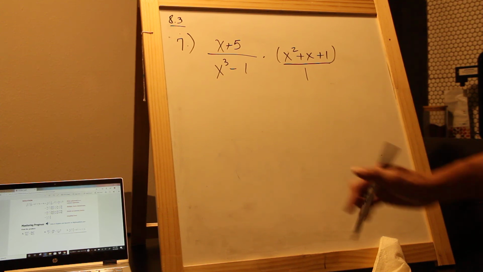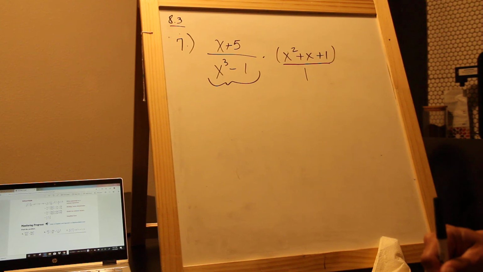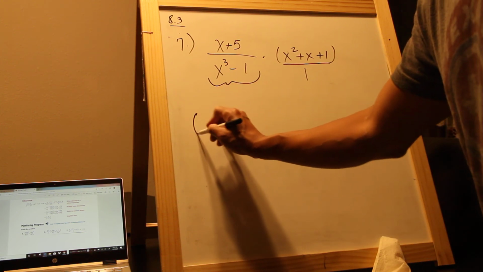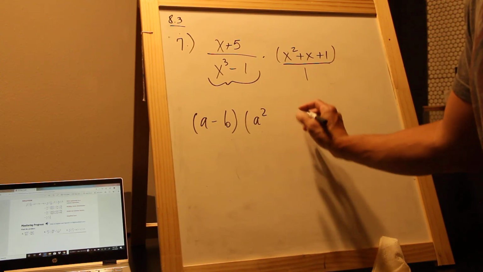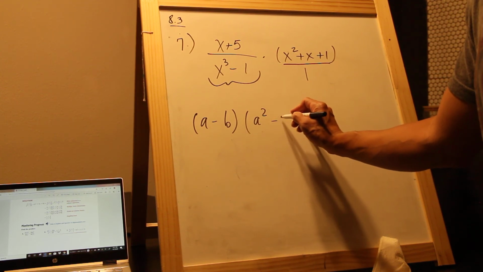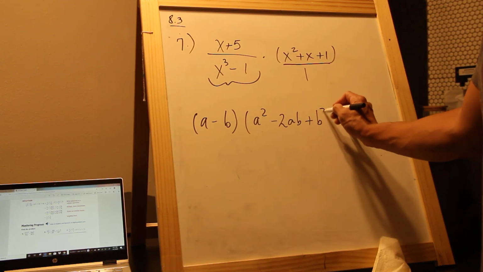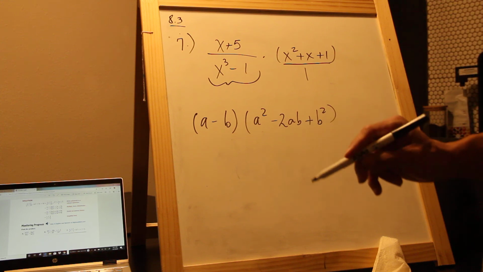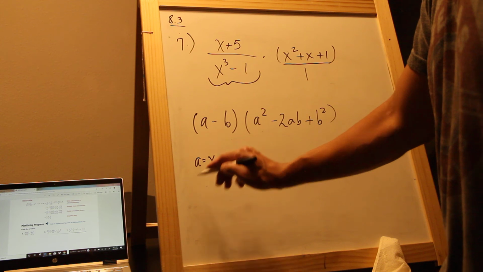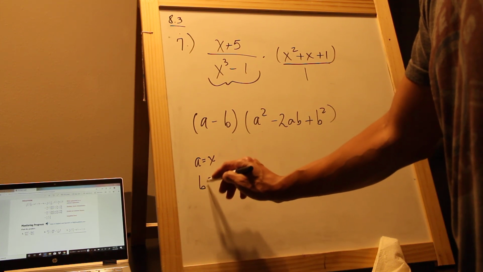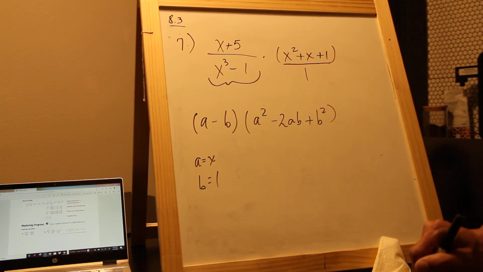Okay? Next, we need to take a look at this part. And we need to remember that this is a difference of 2 cubes. So remember this term, it would be a minus b times a squared plus ab plus b squared. So what is my a? My a in this term is the x, okay, and my b is the 1, okay? Alright, so hopefully that helps you out with that.